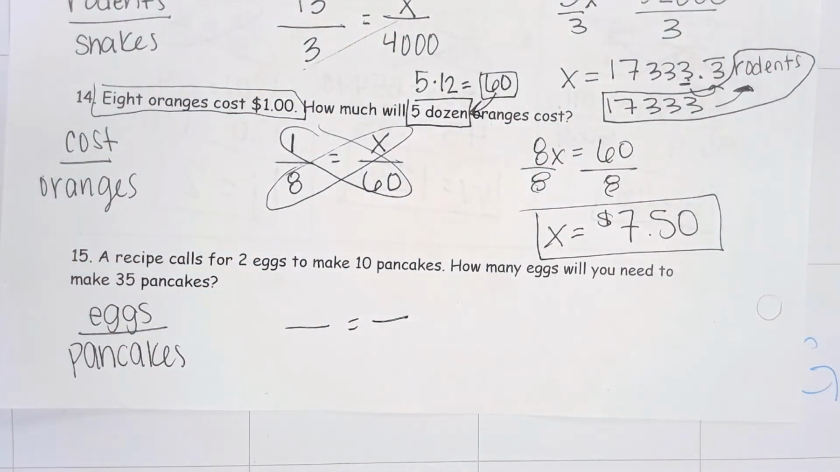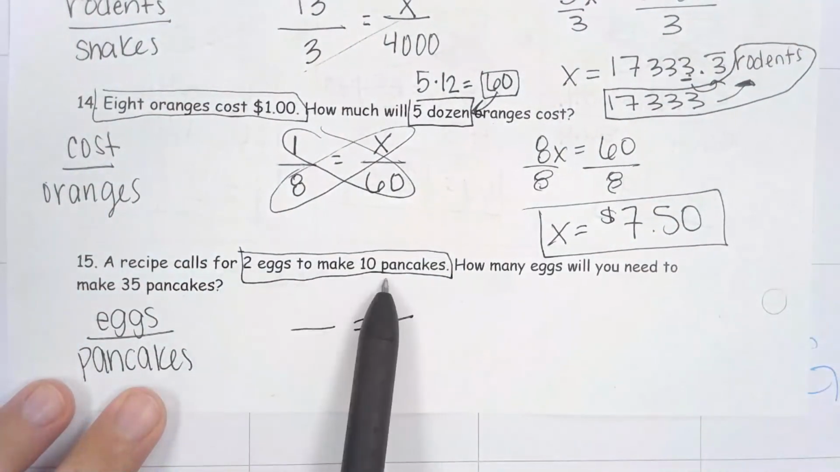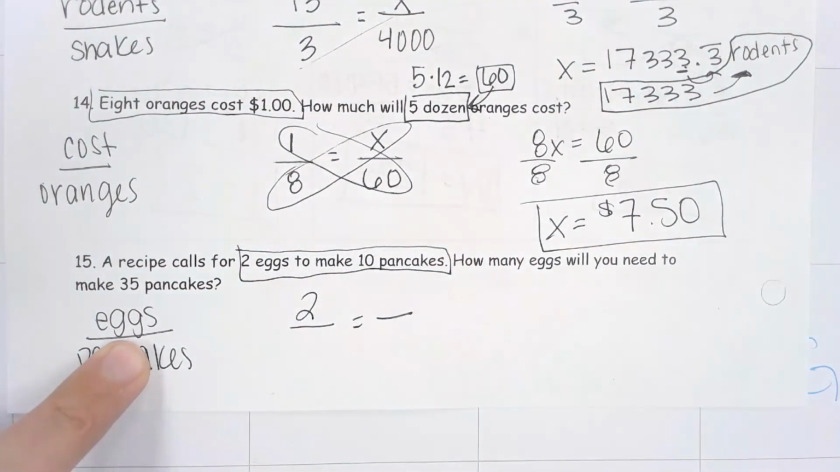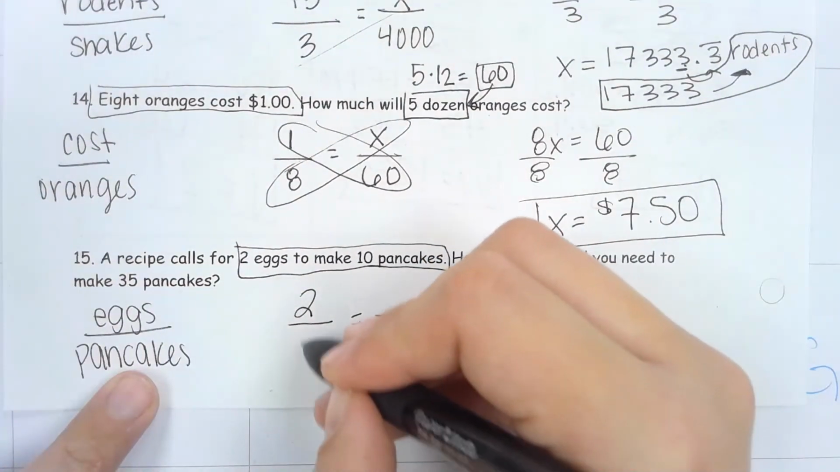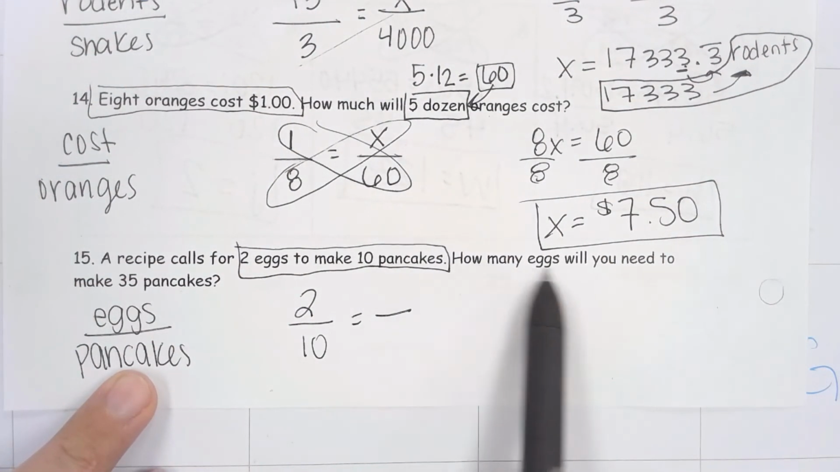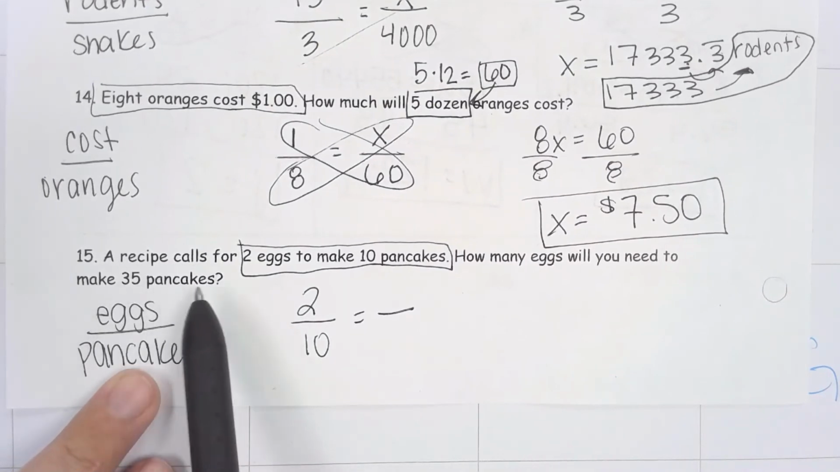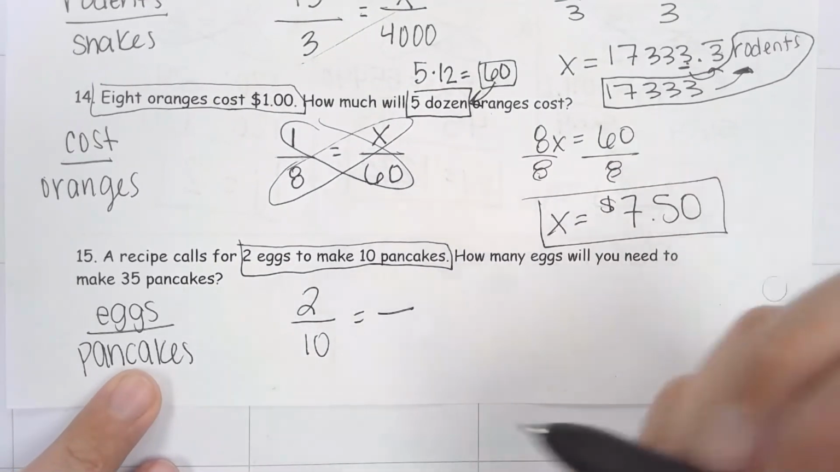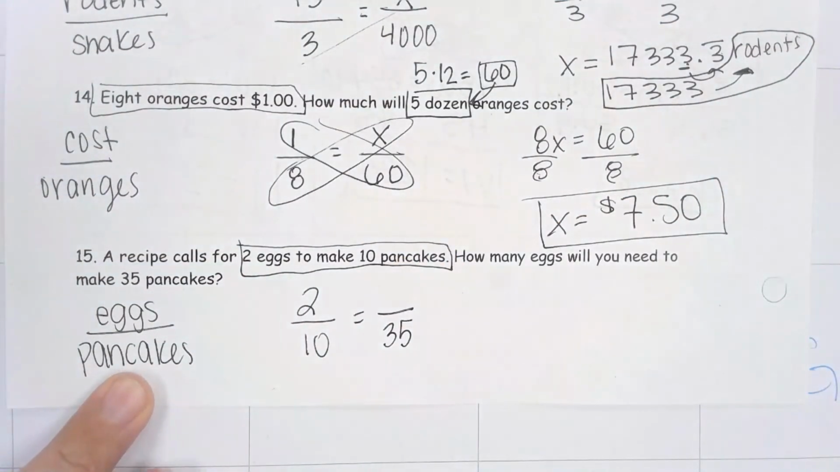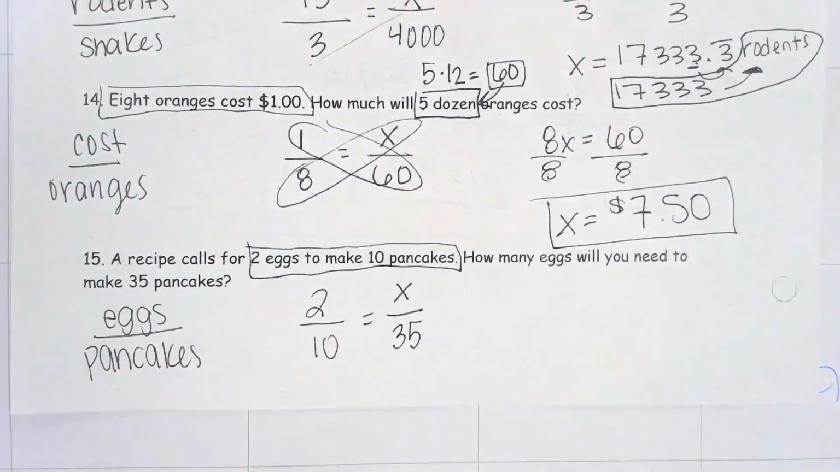Okay. So my first set of numbers that I see here are the 2 eggs to make 10 pancakes. So 2 was talking about eggs, so that's going to go in my numerator. And 10 was talking about pancakes, so that's going to go in my denominator. So now they're wanting to know how many eggs will you need to make 35 pancakes. Well, 35 was talking about pancakes. I have pancakes in the denominator, so I'm going to put 35 in the denominator. And then we are trying to figure out how many eggs will make that 35 pancakes.